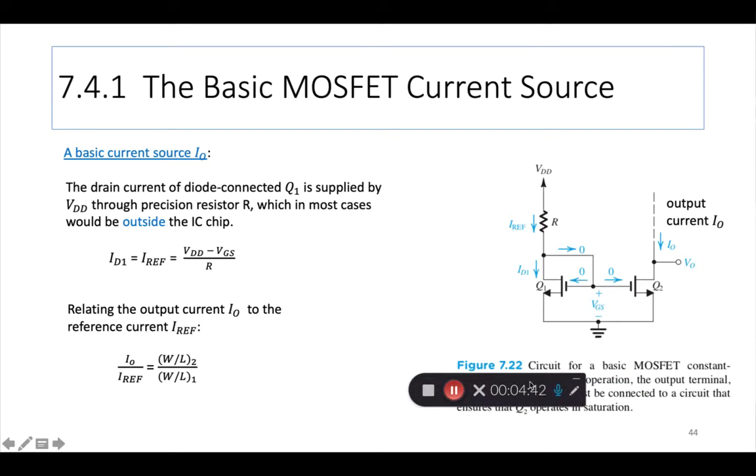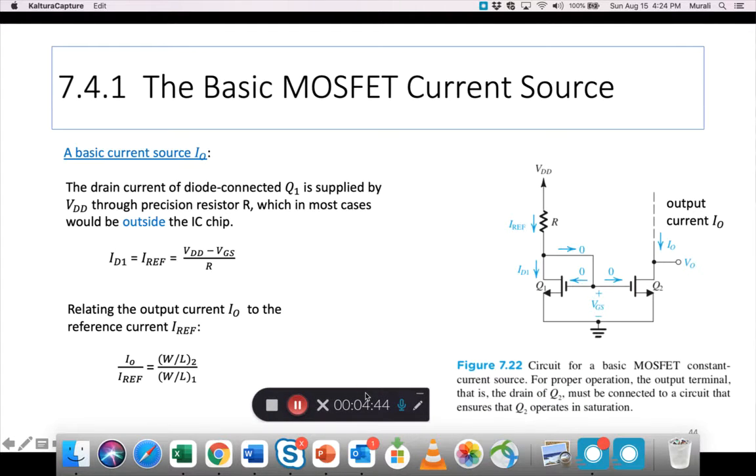Now let's look at some details on each step, and then also how to implement these current mirrors and current steering and so on. So a basic current source creates an output current I output, right? I_O. So the drain current, so how do you get this? You get this from this kind of circuit. The circuit has two Qs, Q1 and Q2. In this case, they are both MOSFETs, but there are also BJTs that can do the job. And they are connected in a certain way, right?